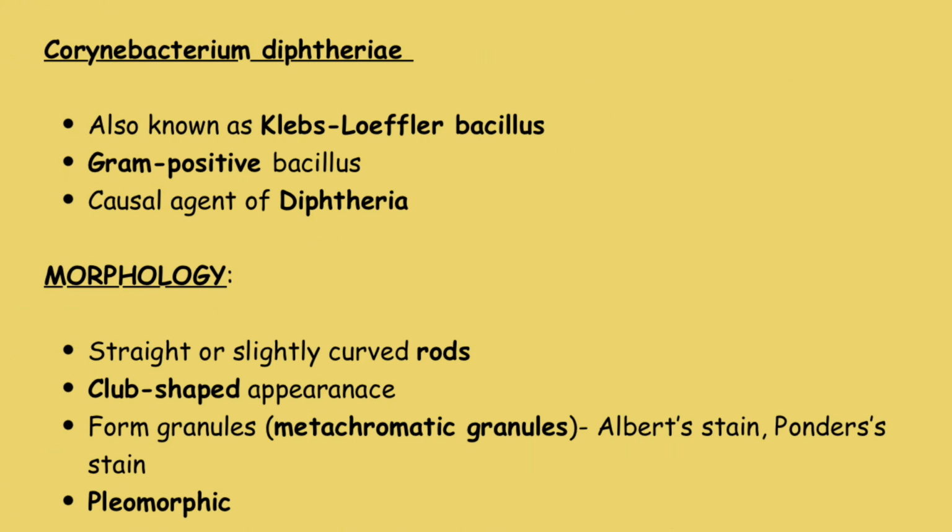Albert's stain and Ponder's stain show metachromatic granules at the polar regions. These bacilli appear green in Albert's stain along with bluish-black metachromatic granules at the poles. They also exhibit pleomorphism, meaning the bacterial cells show variations in shape and size. This is most commonly seen in older cultures and also under stress conditions.